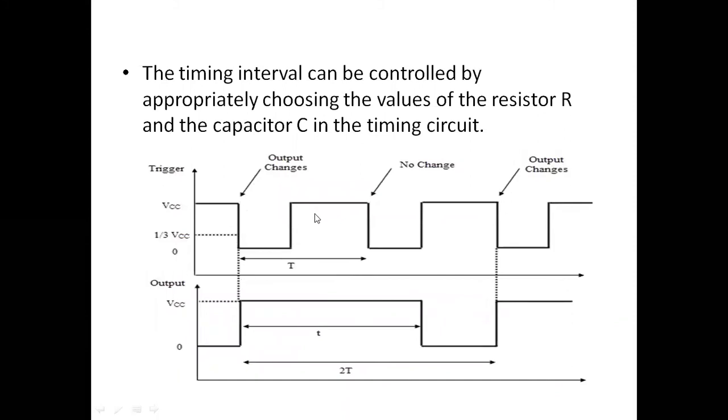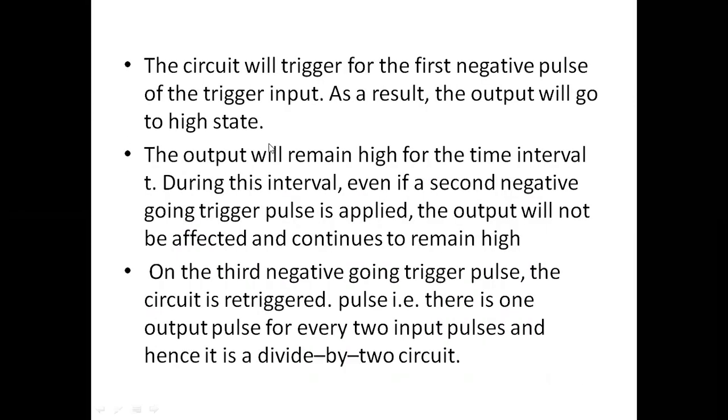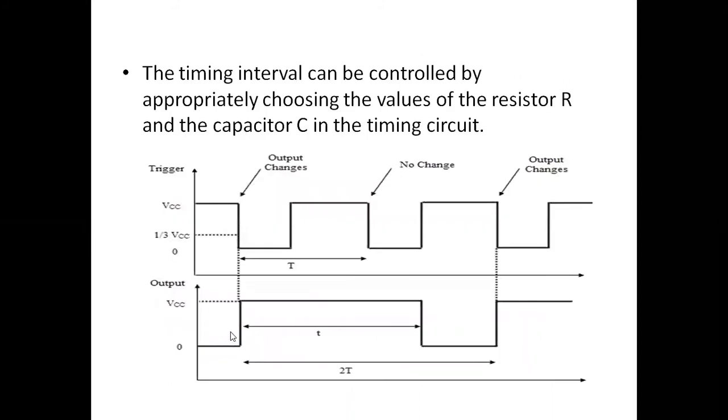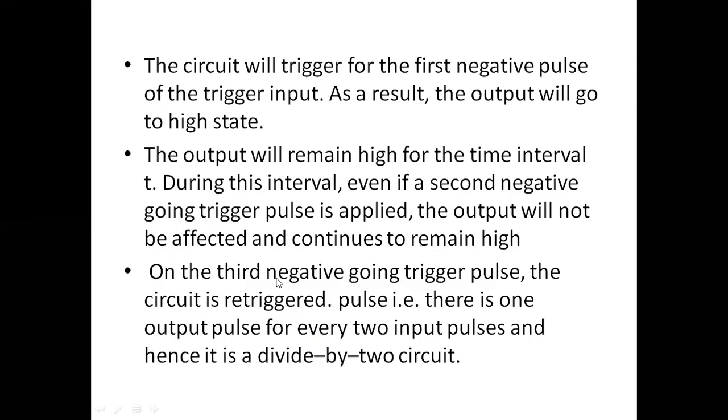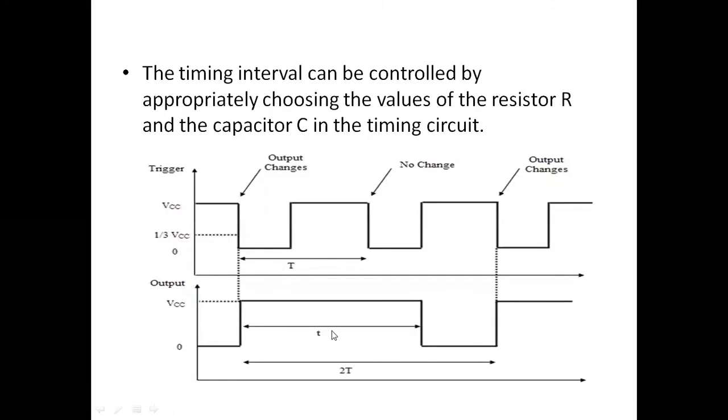Here this figure represents the trigger input and this one represents the output pulse. For the first pulse, the circuit will trigger for the first negative going pulse. As a result, output will go high. So for the first trigger pulse, we get a high output, and the interval for which the output remains high is the timing interval T. During this interval, even if a second negative going trigger pulse is applied, the output will not be affected and continues to remain high. So this is the timing interval.